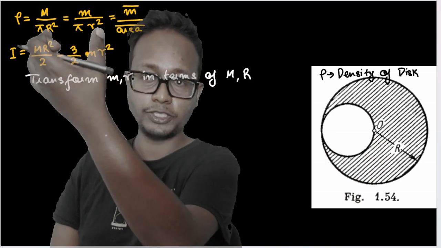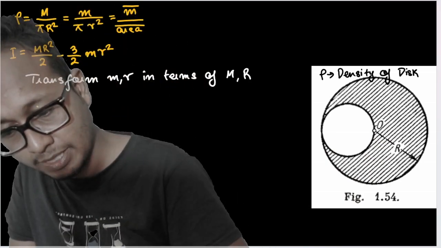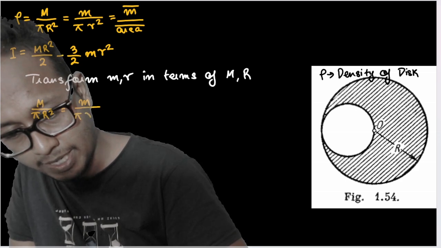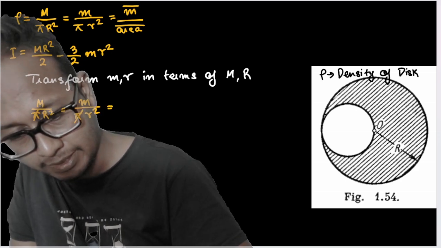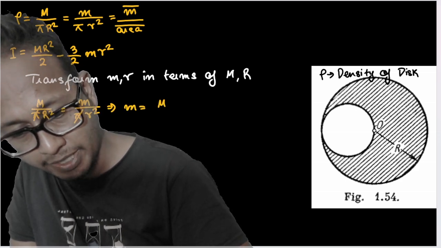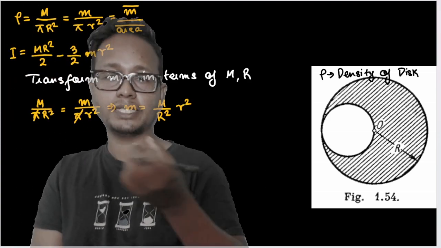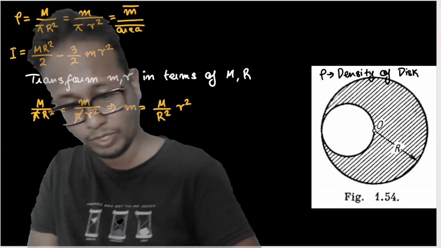So if I just pick out the first two terms, m by pi r square is equal to small m by pi r square. Pi and pi will get cancelled. Small m is equal to capital M by r square into r square. Now if I replace this small m out here, what do I get?